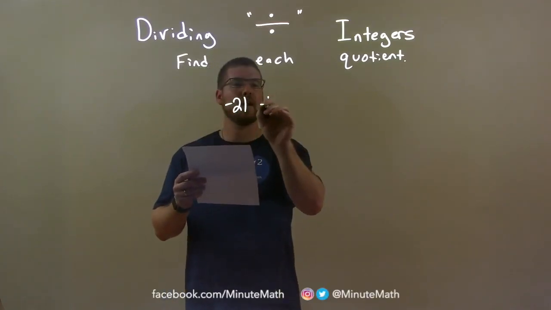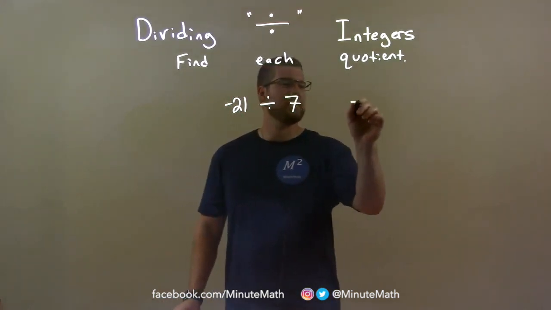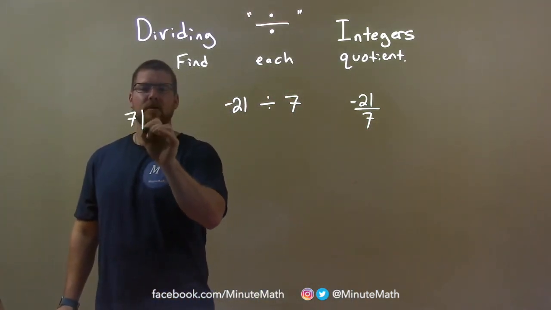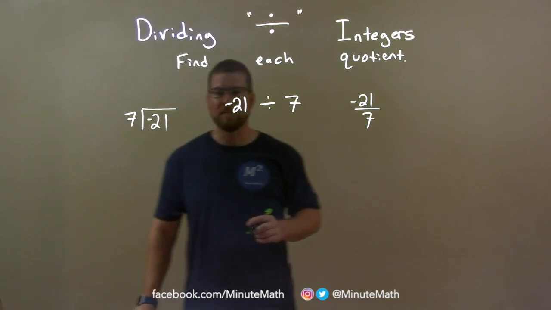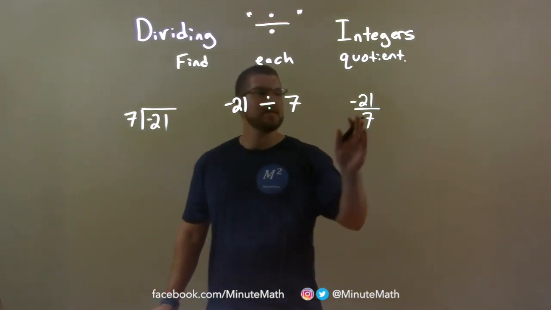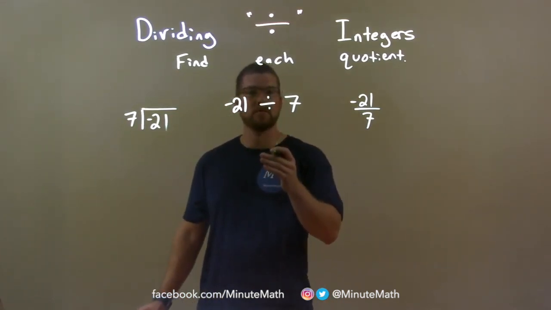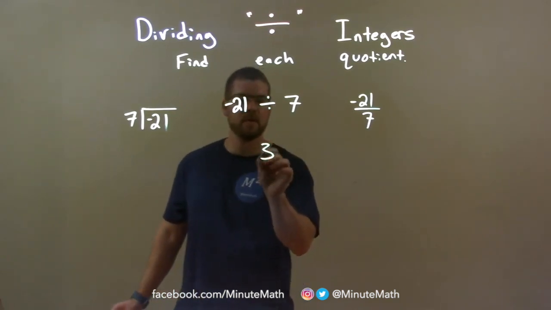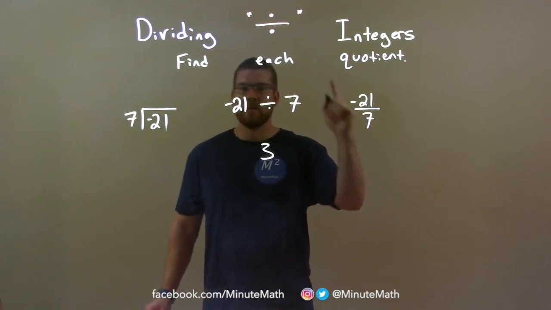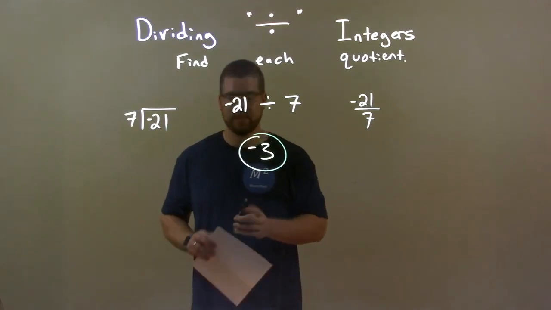-21 divided by 7. Okay? Now we might see this as a fraction: -21 divided by 7, or we might see it in long division. 7 goes into -21. Okay? Either way, I don't worry about the negative. I just think, okay, 7 goes into 21 how many times? Well, 7 times 3 is 21, so 7 goes into 21 3 times. Now I worry about the negative. A negative divided by a positive number is a negative number. So our final answer is just -3.